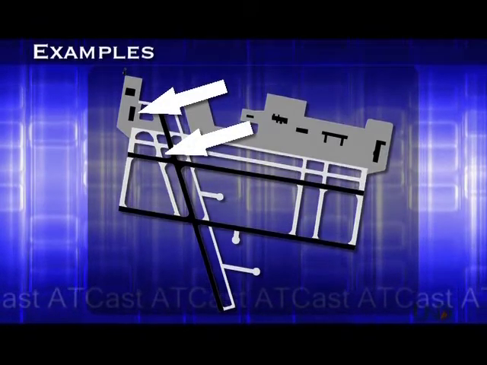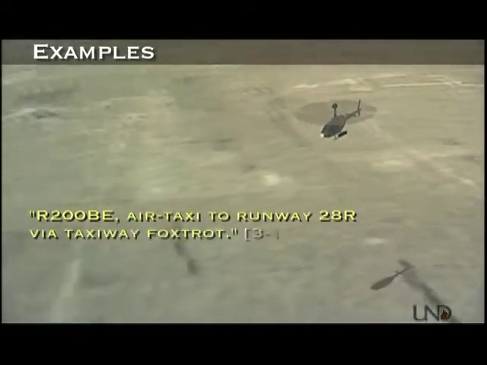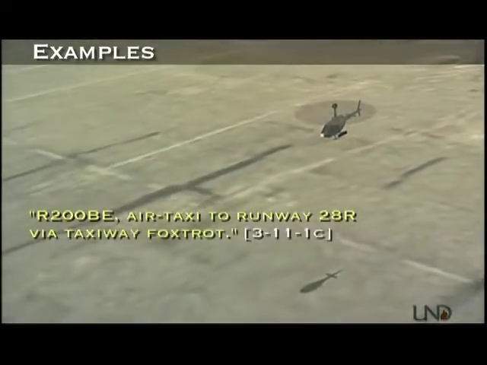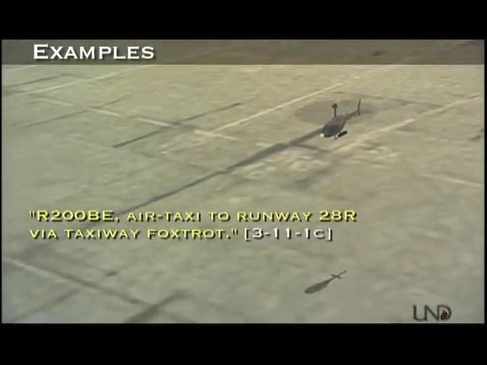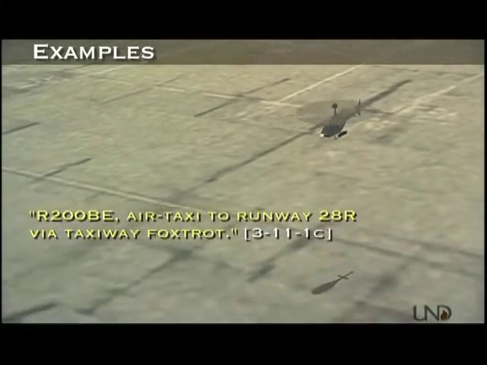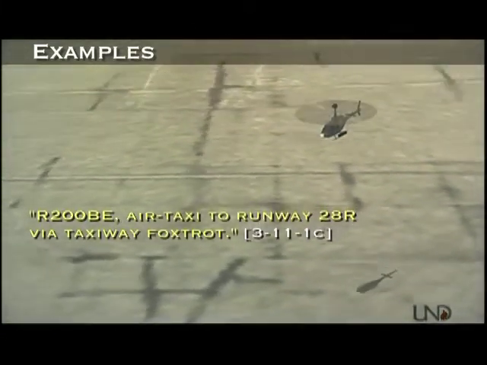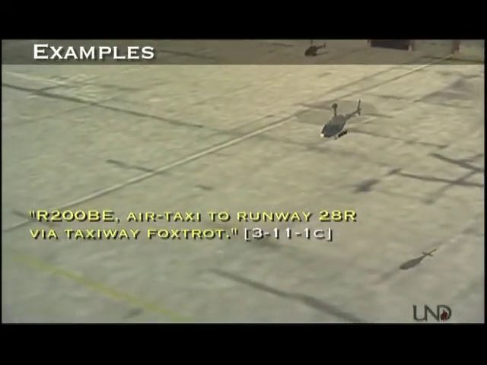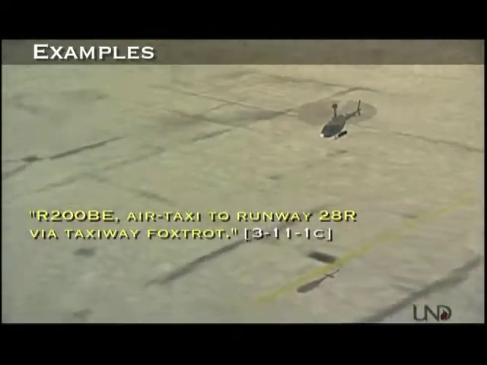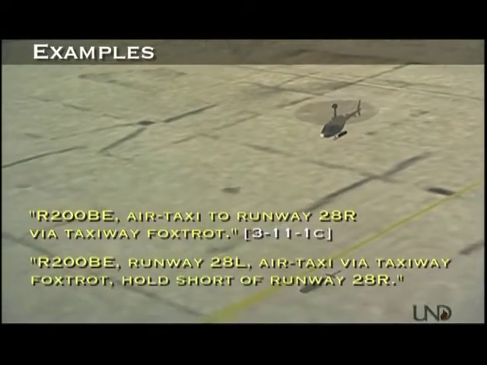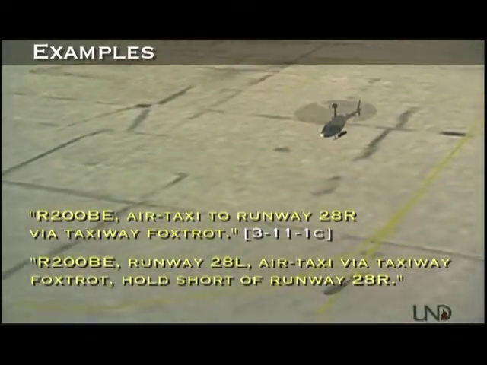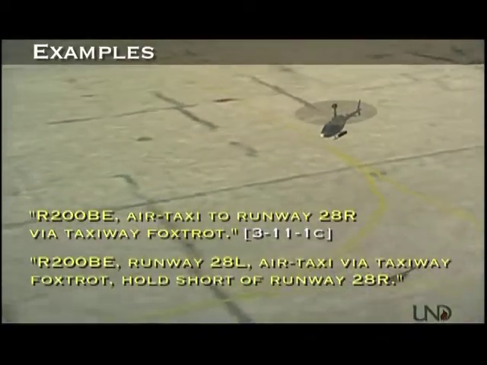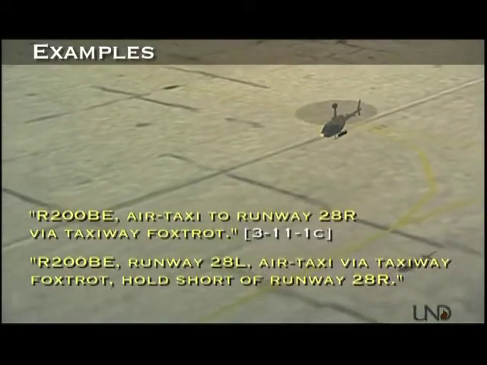The phraseology would be, Army 200 Bravo Echo, air taxi to runway 28 right via taxiway Foxtrot. If it were going to runway 28 left, remember that just like for fixed-wing aircraft, you would state the departure runway first, then the taxi instructions, followed by the holding instructions. Army 200 Bravo Echo, runway 28 left, air taxi via taxiway Foxtrot, hold short of runway 28 right.